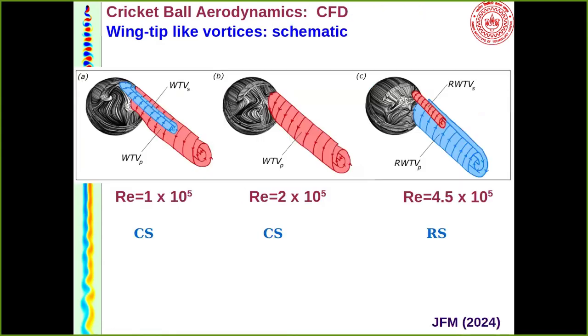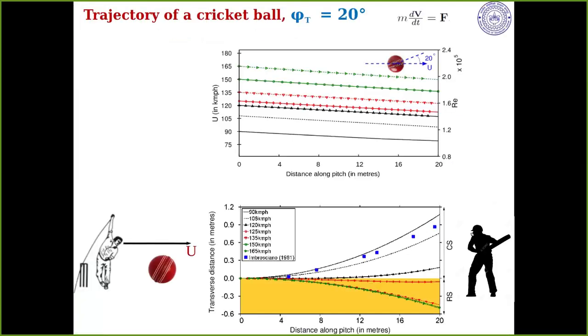You can have different kinds of wingtip vortices depending on whether the ball is swinging or reverse swinging. These are just some more visuals to convince you as to what is happening. That's the speed of the ball along the length of the pitch. It's 20 meters. If I bowl at 150 kilometers per hour, I mean not me, somebody, the ball will slow down about 10%.